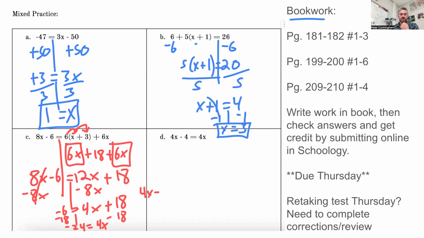Even though I started with 4x on the right-hand side, I'll rewrite it. I like having the variable on the left-hand side, even though I did my solving here the other way. 4x equals -24. Divide both sides by 4. You get x equals -6.